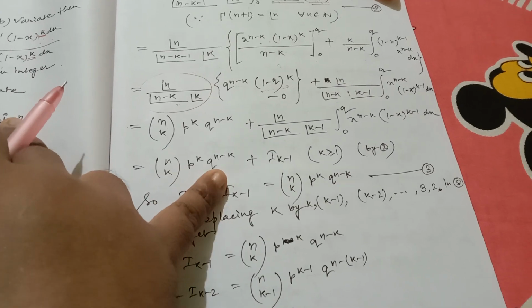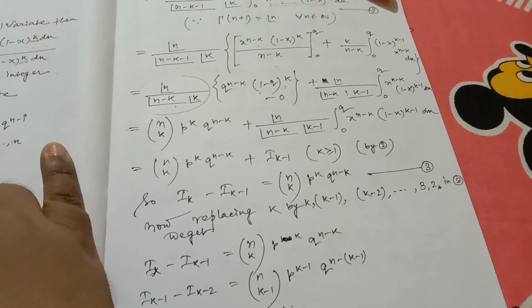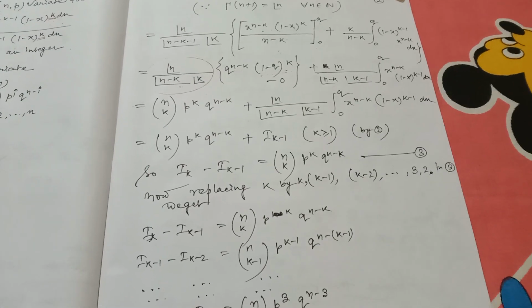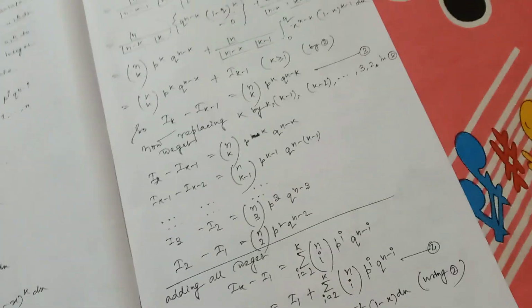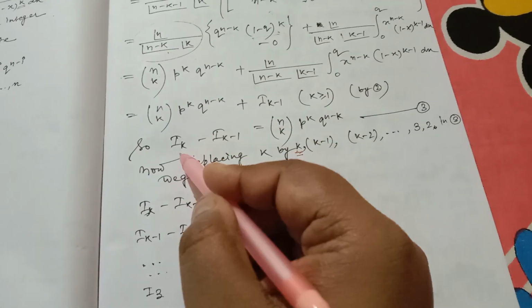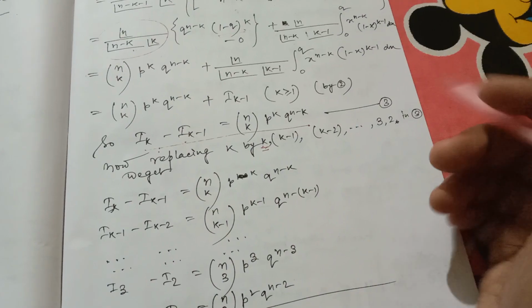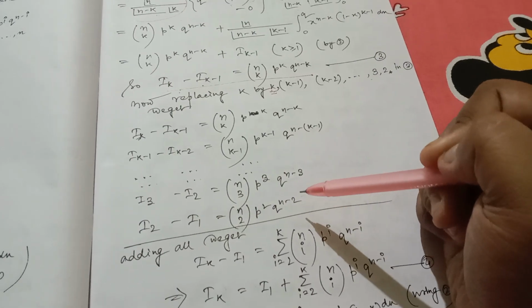So we have so far obtained the value of Ik, because from here you have started your calculation. So Ik is equal to nCk p to the power k q to the power n minus k, and now plus Ik minus 1 will appear. Obviously k is greater or equal to 1. Adjust these two, so that you will get Ik minus Ik minus 1 should be equal to what? nCk p to the power k q to the power n minus k. Now you have to replace k. Consider this one is the initial condition, then you have to replace k by k minus 1, k minus 2, dot dot dot 3, 2 in this fashion. Accordingly you will get all these relations one after another.